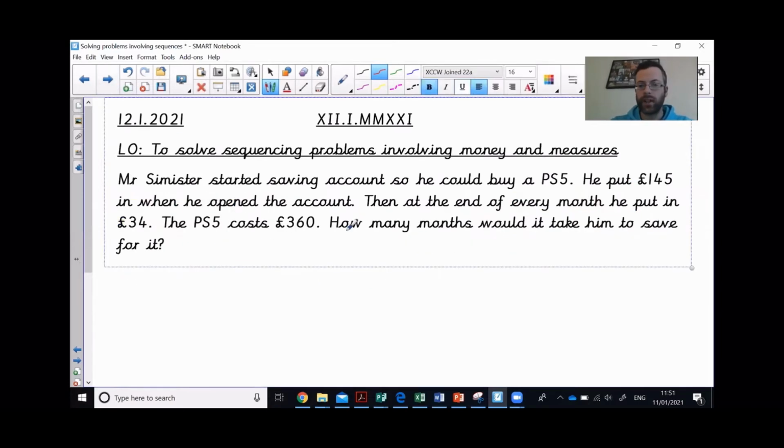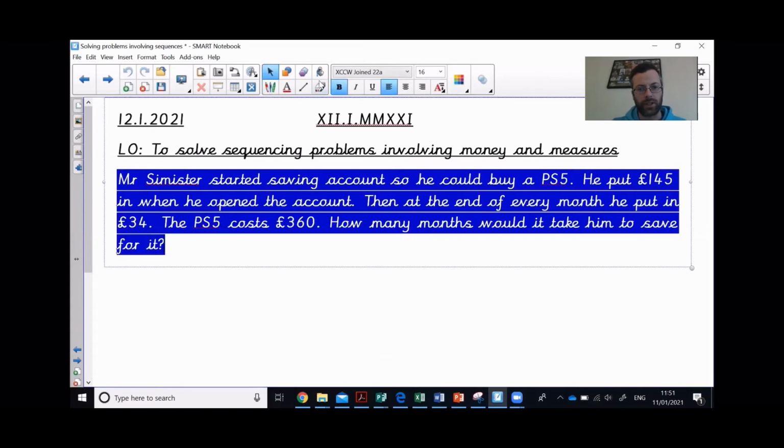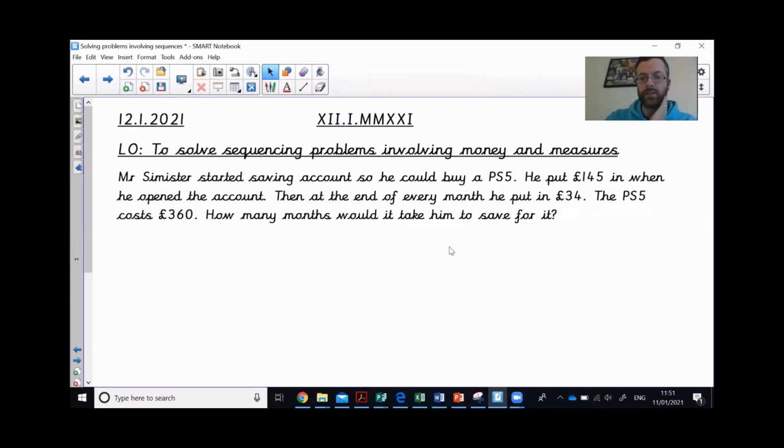Now, you might also get a question that looks something a bit like this. I'm going to make this a bit smaller because we might need the space. So Mr. Simister started a saving account so he could buy a PlayStation 5. Similar. He put £145 in when he opened the account. Then at the end of every month, he put in £34. The PlayStation 5 costs £360. How many months will it take him to save up for this?